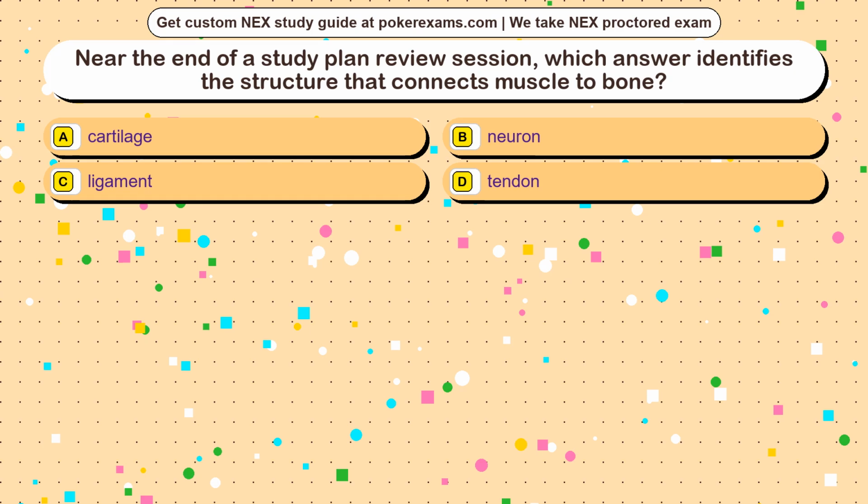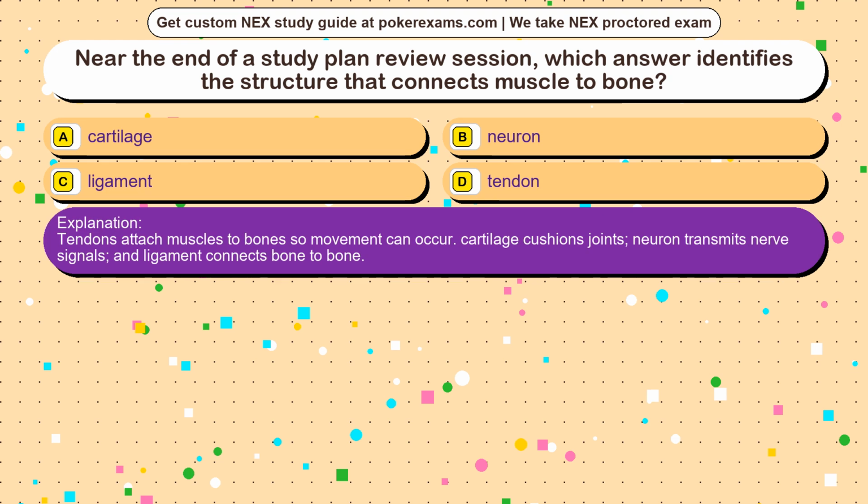The correct answer is option. Tendons attach muscles to bones so movement can occur. Cartilage cushions joints, neuron transmits nerve signals, and ligament connects bone to bone.